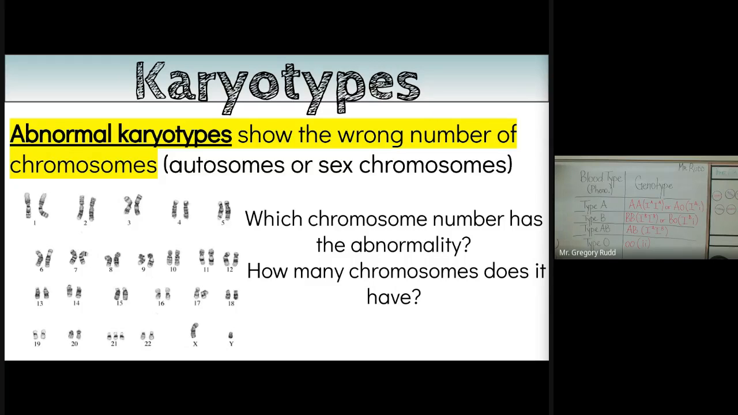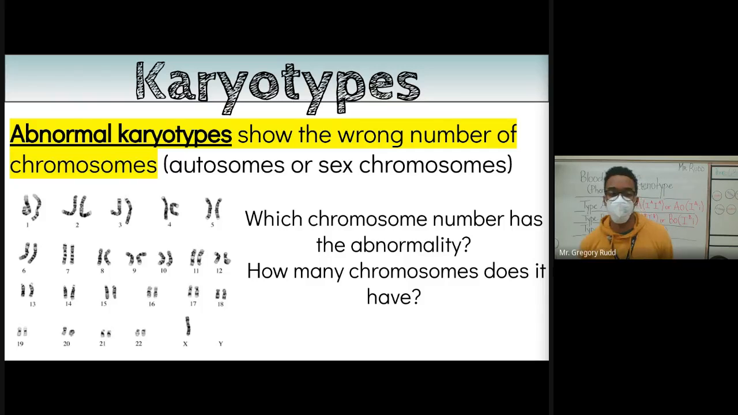Is this person male or female? Male. So this is a specific disorder. It's called trisomy 21. Tri because there are 3 chromosomes, and 21 because it's in the 21st. We more commonly know it as Down syndrome. So people who have Down syndrome, they have 3 chromosomes in their 21st position.